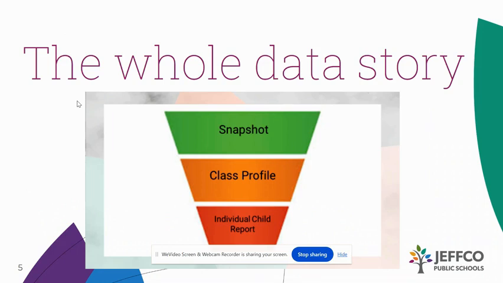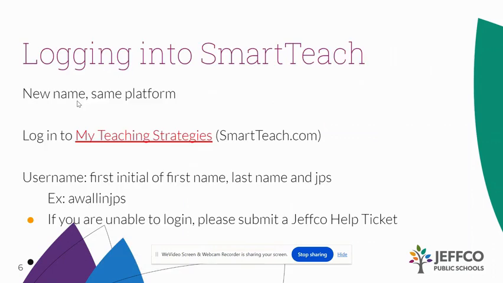The Teaching Strategies platform has a variety of different reports available to gain an accurate picture of student achievement in all domains of development. These include the snapshot reports, which provide an overview of achievement in all domains, a class profile to look closer at student achievement, and an individual child report where a teacher can dive into data on a specific child that can be utilized to guide multi-tiered systems of support, plans, and progress.